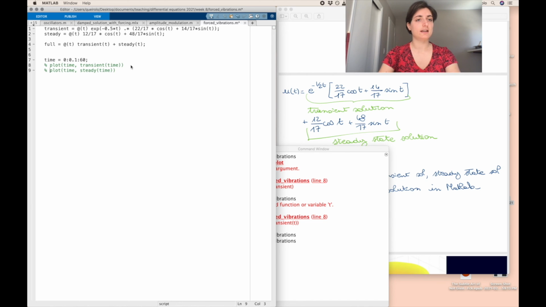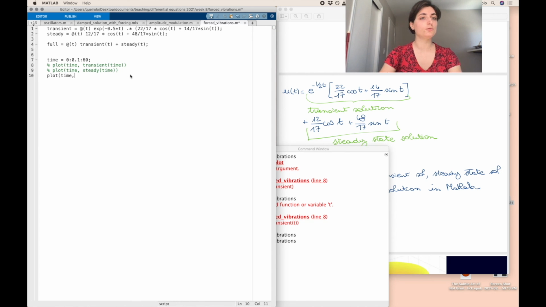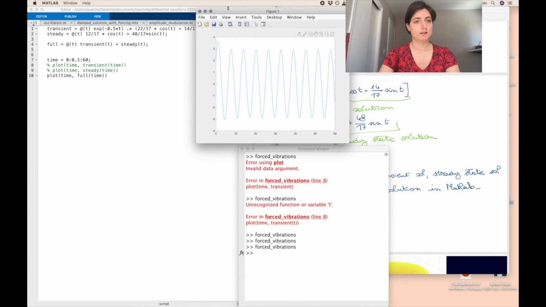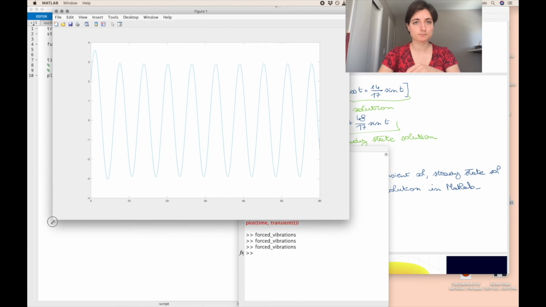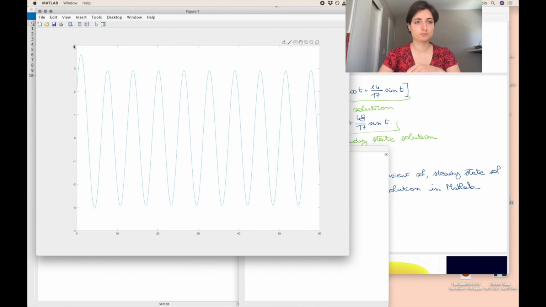So now that we have the steady state and the transient state, let's plot the sum of the two. So plot the time and the full solution that is again a function of time. And what you notice, let's look at this a bit bigger, is what we're expecting. The transient solution is giving a kick at the beginning, but then you only notice the steady state solution. Quite soon, actually, not at the end of the plot, quite almost immediately, you only see the steady state.